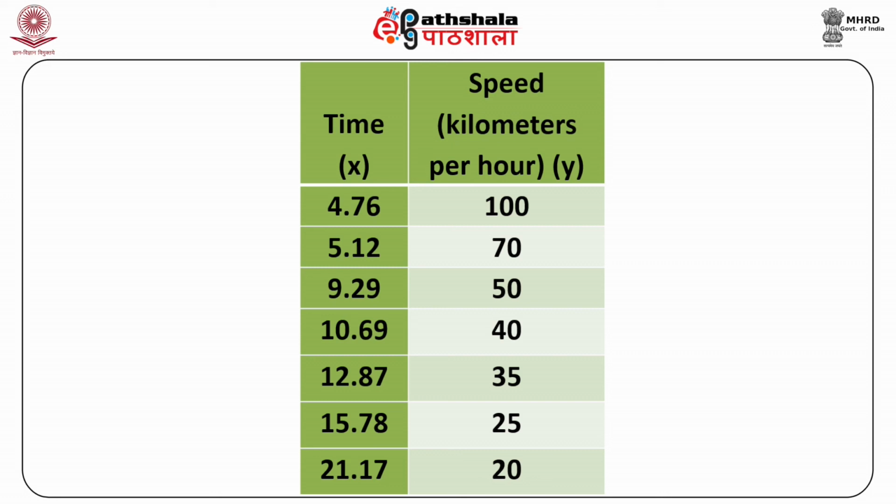But in the case of a car, if we are traveling a distance of 400 kilometers, then you would notice that the time taken is not exactly 4 hours, but it is 4.76 hours. Similarly, if the speed is 50, the time taken should be 8 hours, but it is actually 9.29 hours. For 40, it is 10.69 and not exactly 10 hours.